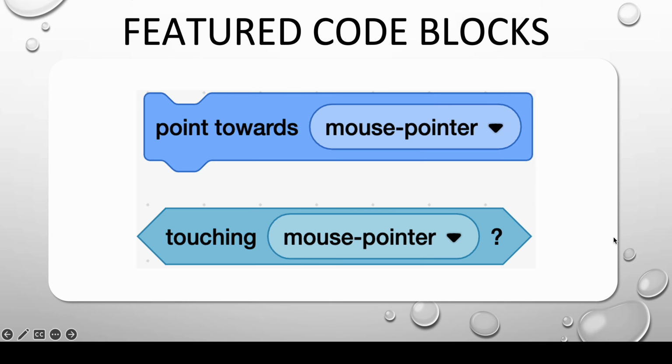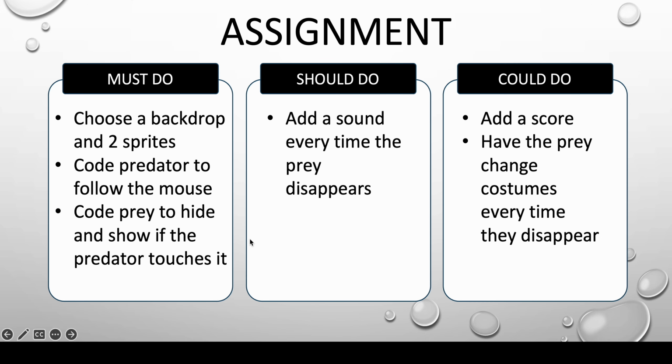So to do that, the featured code blocks we're using today with our predator sprite, we're going to use point towards mouse pointer. And with our prey, we're going to use this sensing block to see if it is being touched by the predator. So what we want to do today, we have to choose a backdrop and two sprites to begin with. We want to code the predator to follow the mouse around and code the prey to hide and show if the predator touches it.